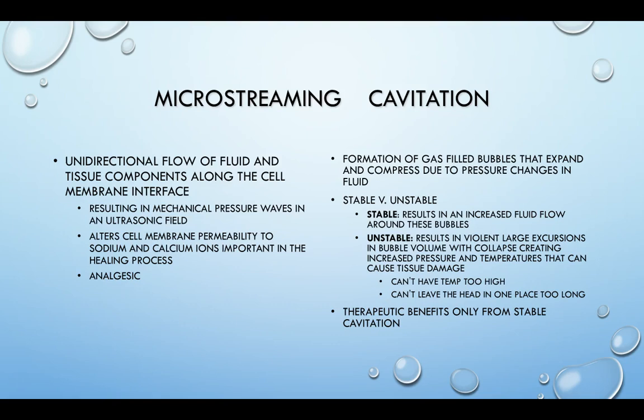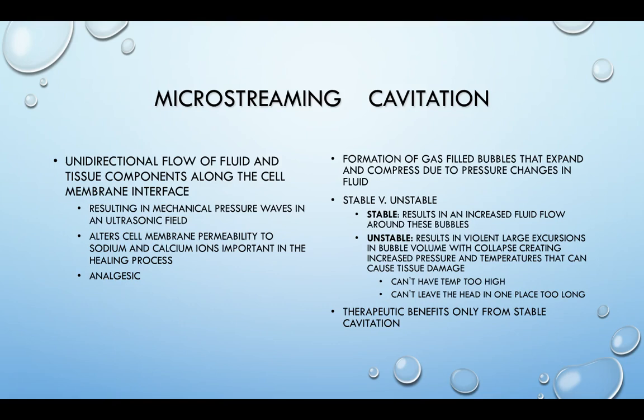So those eddy currents that form over the cell membranes end up releasing those free-flowing ions and other small molecules that increase the cell permeability. It helps increase local blood pressure, which helps with nutrient delivery, helps increase blood flow.